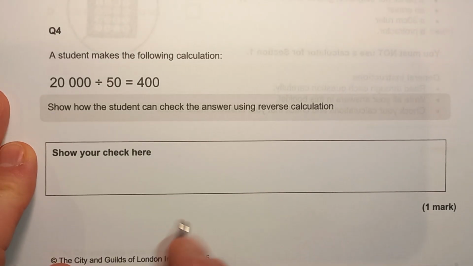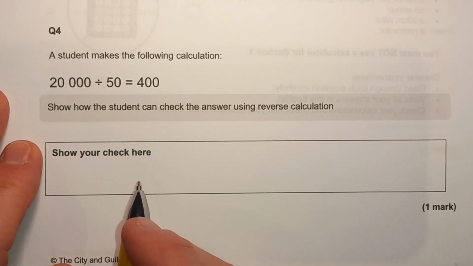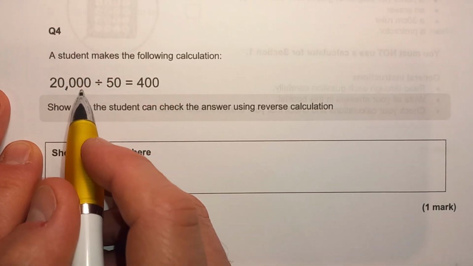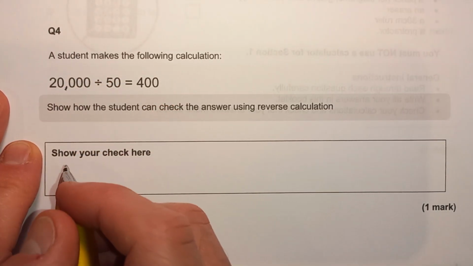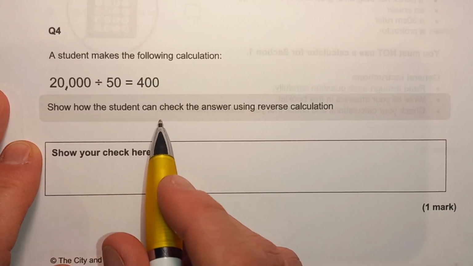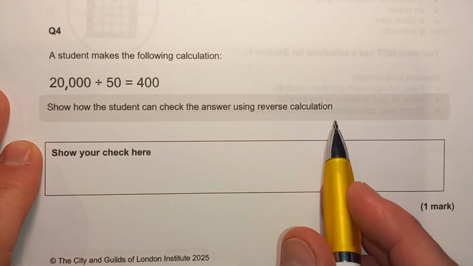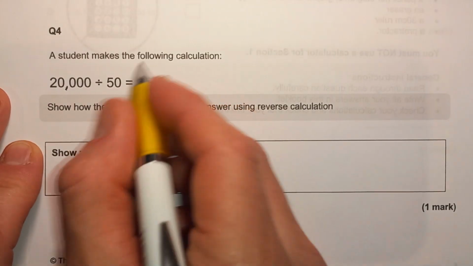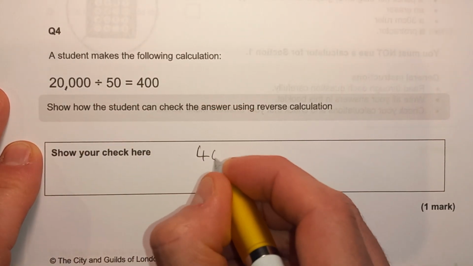Question 4. A student makes the following calculation. I'm going to put my comma in here so I can read it more easily. 20,000 divided by 50 equals 400. Show how the student can check the answer using reverse calculation. So reverse calculation means we start with the answer. So we're going to start with the 400.